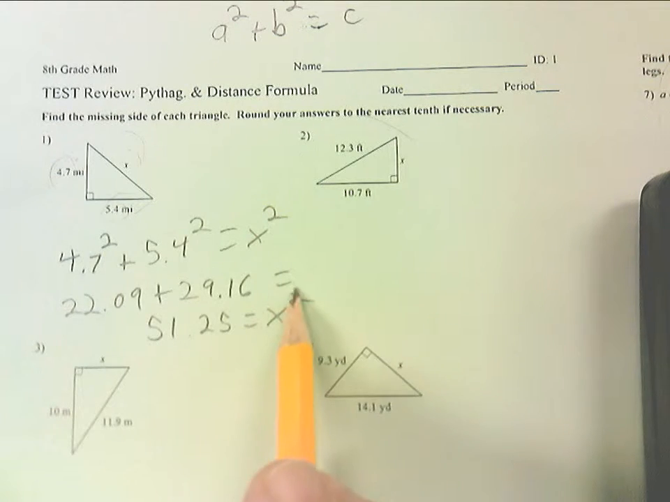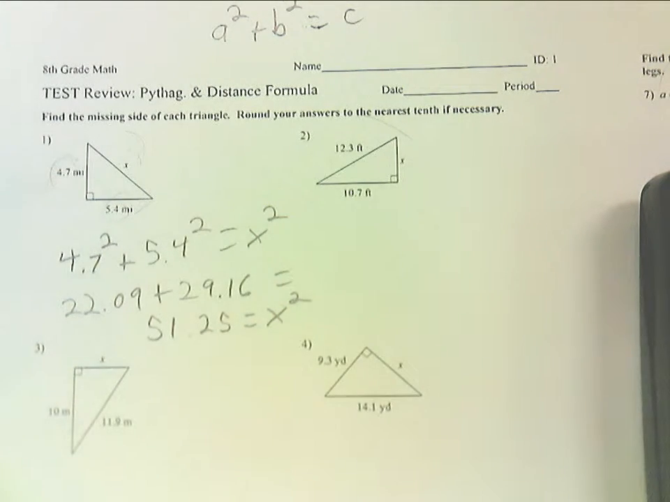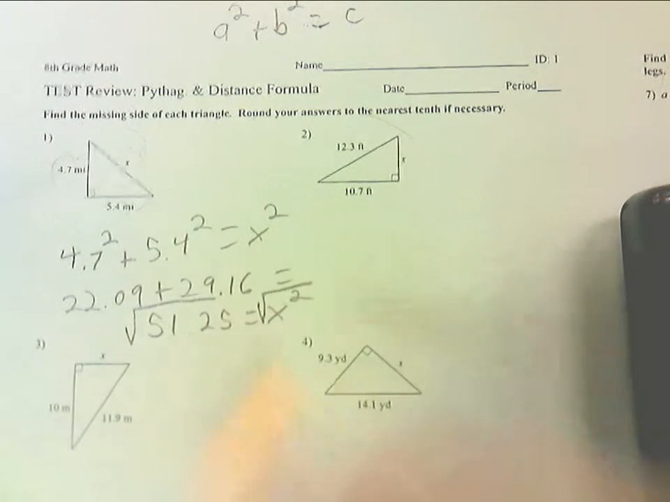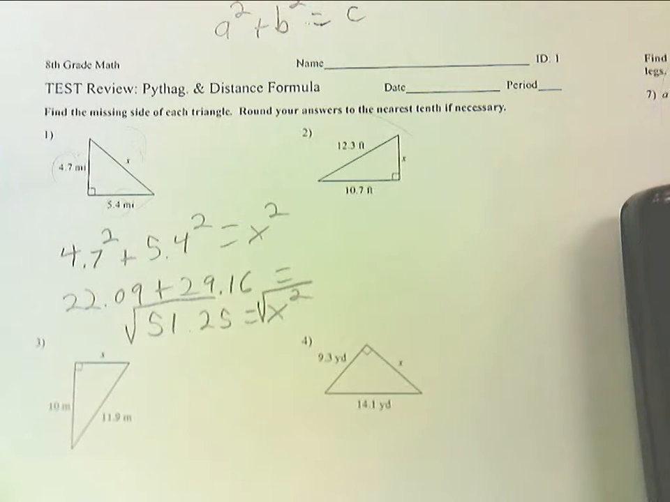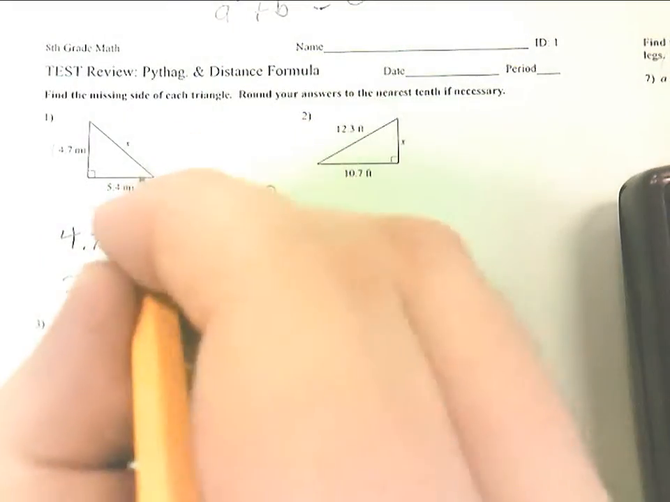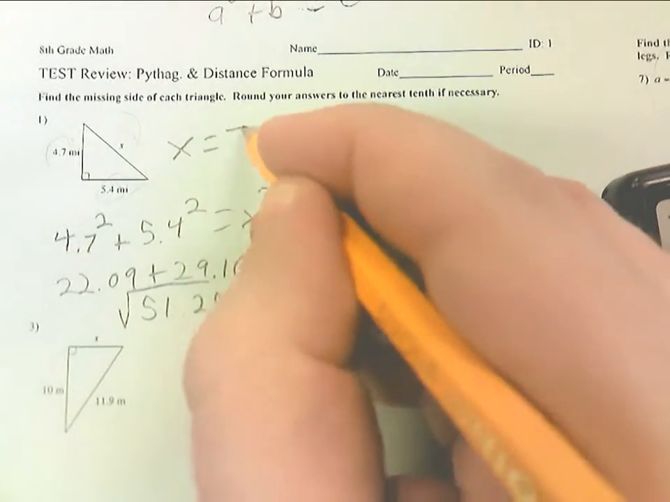We have to undo the square. So to undo the square, remember, opposite action of a square is the square root. So you're going to end up square rooting both sides, and the square root of 51.25 is 7.1589. I'll just round that up to 7.2. So x is equal to 7.2.